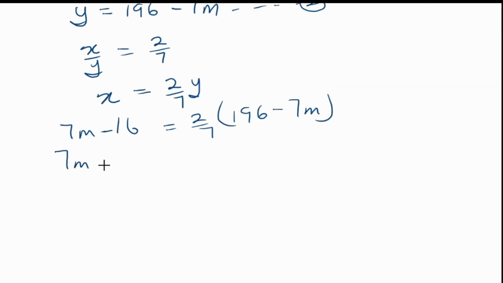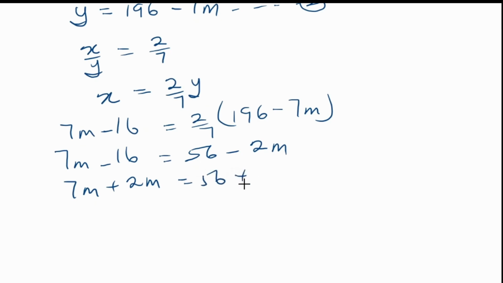Simplifying further, you are going to have 7m minus 16 equals using 2 over 7 to multiply 196 will give us 56, minus 2 over 7 multiplying 7m will give us 2m. Then we can group like terms. Grouping like terms, you are going to have 7m plus 2m being equal to 56 plus 16. 7m plus 2m will give us 9m, and 56 plus 16 will give us 72.